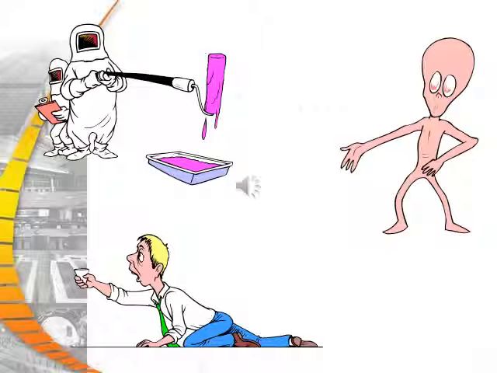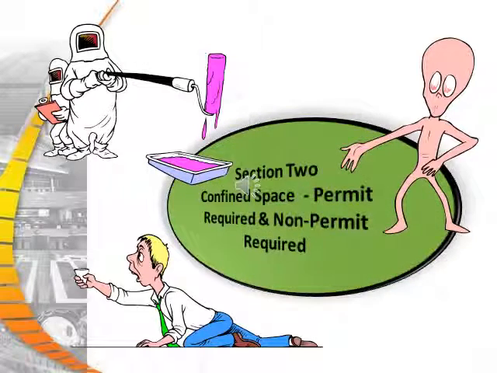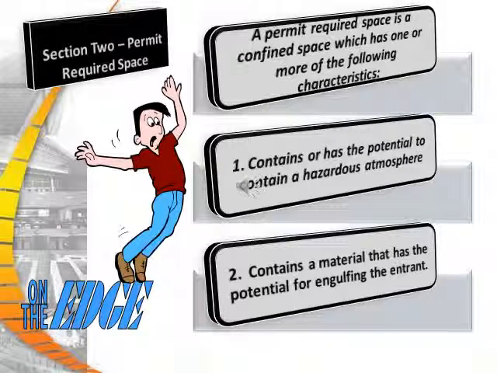Section 2, Confined Space Permits and Non-Permit Areas. A permit required space is a confined space which has one or more of the following characteristics. It contains or has the potential of a hazardous atmosphere. It contains a material that has the potential for engulfing the entrant.